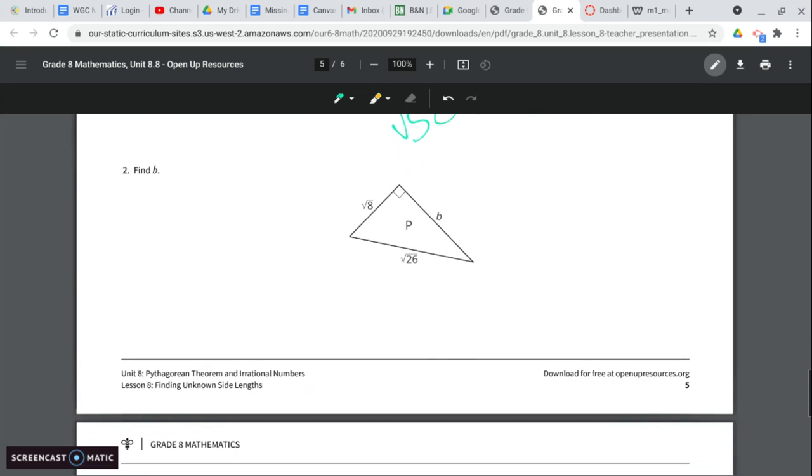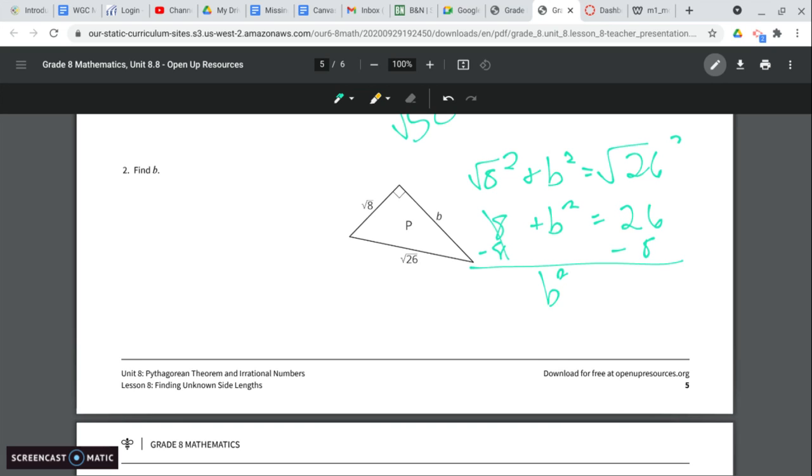All right, for B, here it's a little different. We're looking for B instead of C. So we have the square root of 8 squared plus B squared equals the square root of 26 squared. So square root of 8 squared is 8 plus B squared equals 26. We subtract 8. So we have B squared equals 26 minus 8, which is going to give us 18. And we take the square root. So B is the square root of 18.